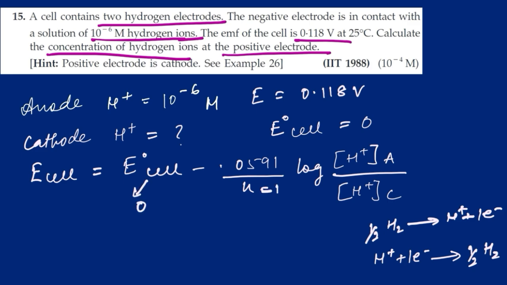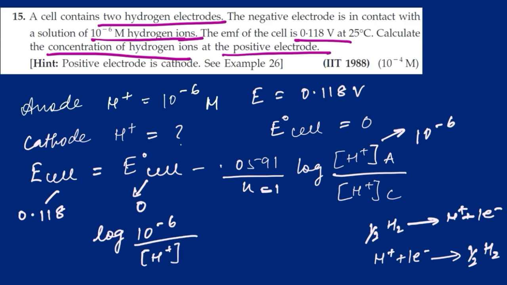E naught cell is 0. E cell is given in the question as 0.118. Now putting the values, and H plus ion concentration at anode is given as 10 to the power minus 6. So putting the values, log 10 to the power minus 6 divided by H plus ion concentration at the cathode is equal to 0.118 divided by 0.0591. This will be minus log. 0.118 divided by 0.0591 is 2. So minus log 10 to the power minus 6 divided by H plus ion concentration at cathode is 2.